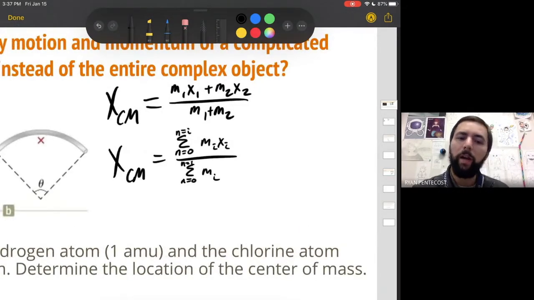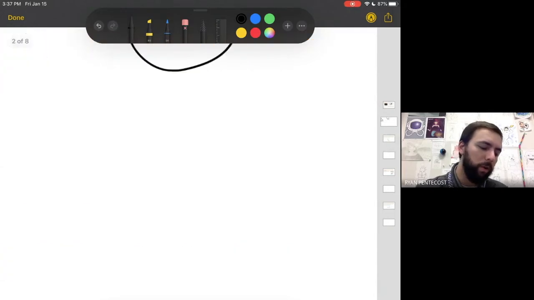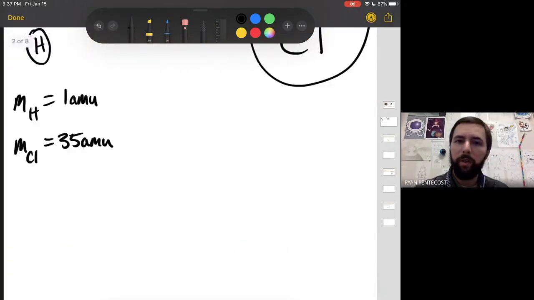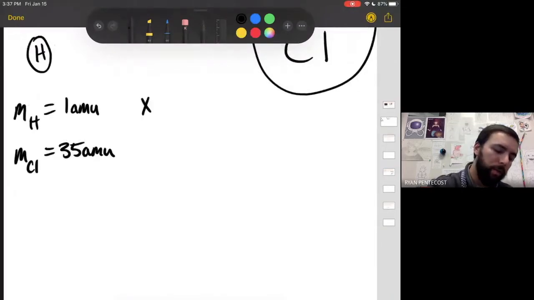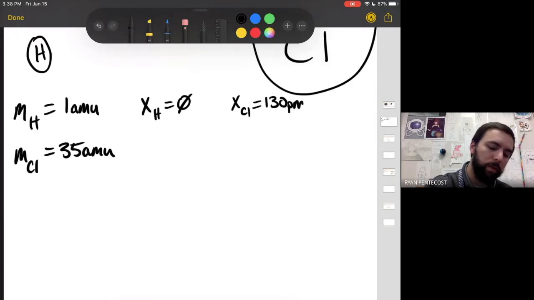Well, you've got to determine what you want your 0 point to be. So first, we're going to do this where the 0 point is hydrogen. Then I'm going to do the problem again where the 0 point is chlorine, just to show all of the possibilities. So we've got the position of hydrogen is 0, and then the position of chlorine is 130 picometers.